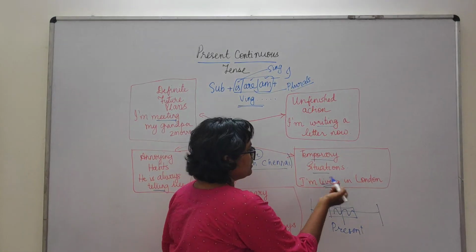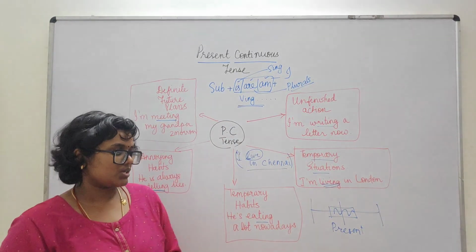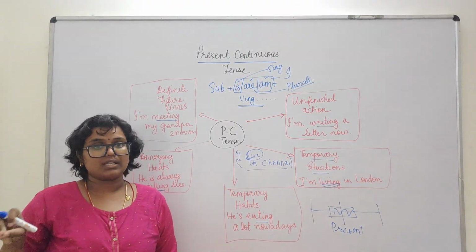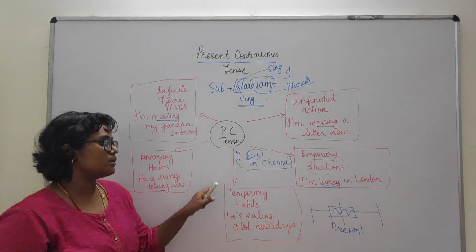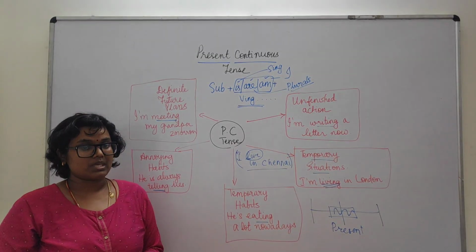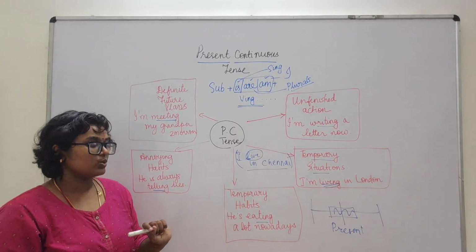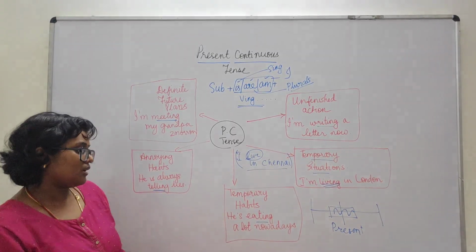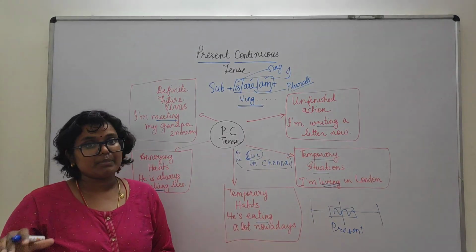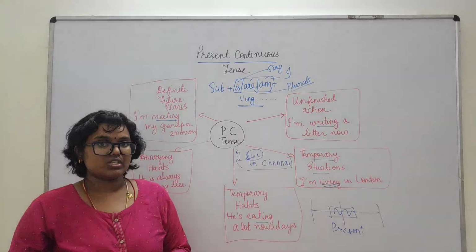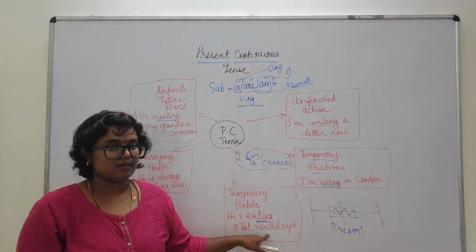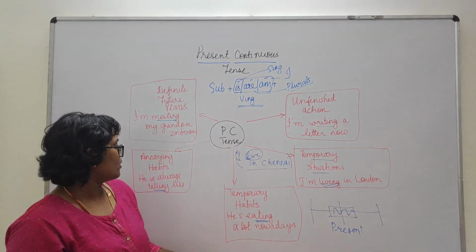So I am living in London. It's used for temporary situations. Next, it's used for temporary habits. If you are habituated to something, if that's your habit, then you actually use the simple present tense. But for temporary habits we use the present continuous tense. For example, he is eating a lot nowadays. You can see he is eating a lot nowadays. These days he has been eating a lot.